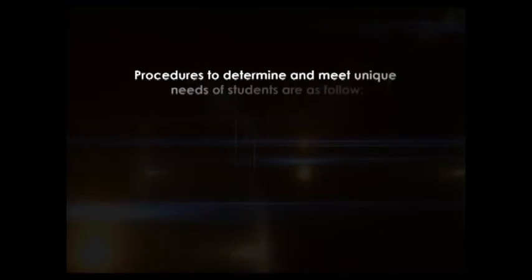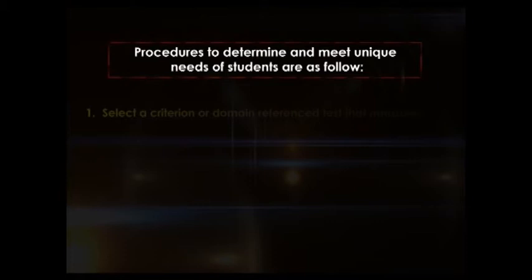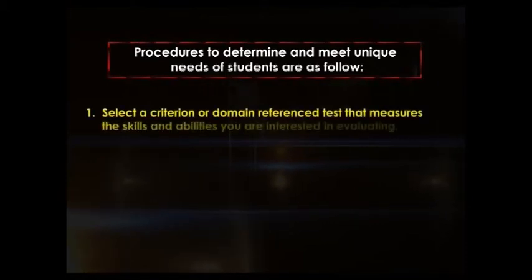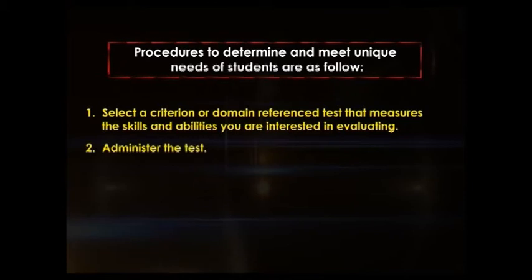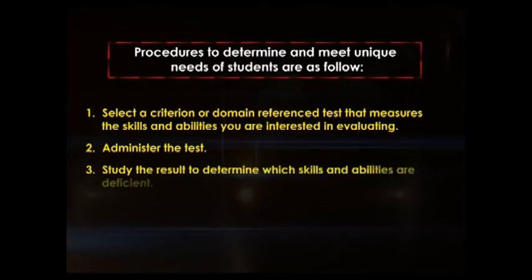Procedures to determine and meet unique needs of students are as follows. Number 1, select a criterion or domain referenced test that measures the skill and ability you are interested in evaluating. Number 2, administer that test. Number 3, study the result to determine which skill and ability are deficient.